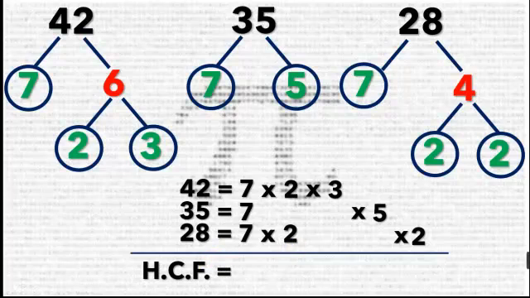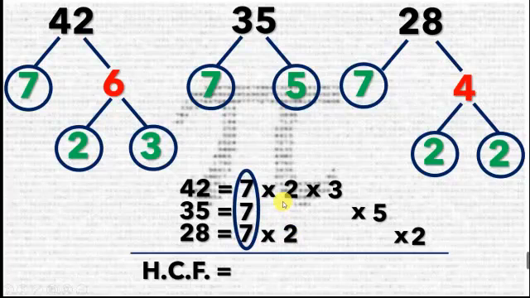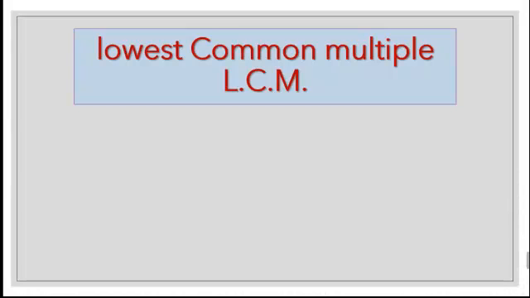I will take the only common factors between the three numbers. Here I have 7 and 7 and 7. What about this 2 and this 2? No, but I don't have 2 here in number 35, so I'm not going to take 2. I have to get the factors that are in the three numbers, and it's 7. So the HCF is 7.